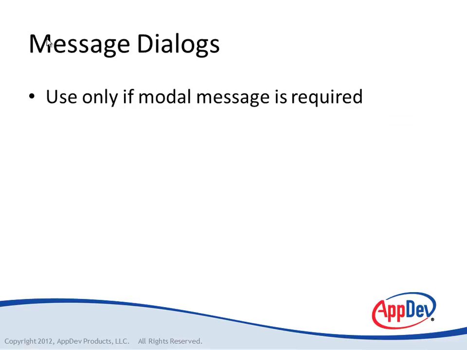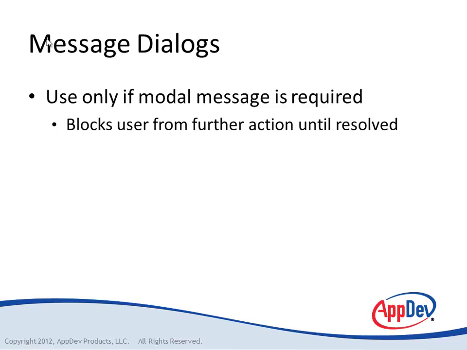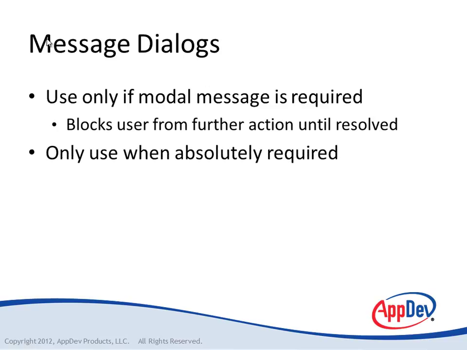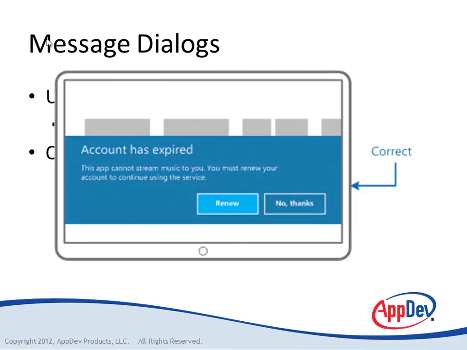We've talked about message dialogues before, but I'll repeat it here in this context. You only want to use them if a modal message is required because it blocks the user from further interaction until they've resolved this. And you want to make sure you only use this when it's absolutely required. It might look something like this. And you'd only use this in a situation where nothing else will solve the problem. You can't go on unless the user solves the problem.